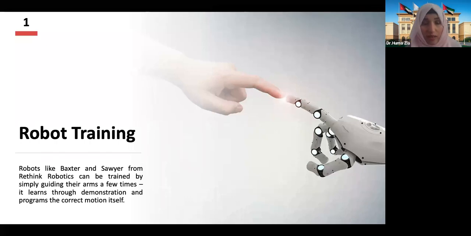Robot training is the first thing. Robots like Baxter and Sawyer from Rethink Robotics can be trained by simply guiding their arms a few times. So it learns through demonstration and programs that correct motion itself.